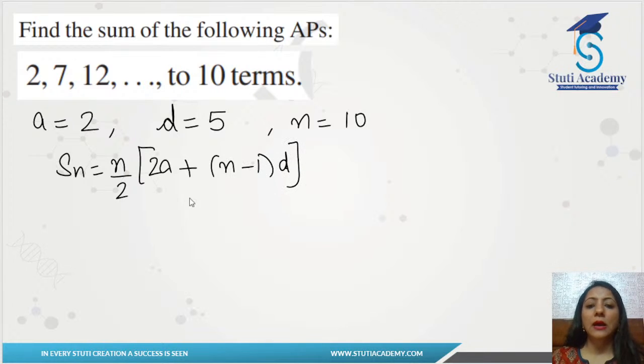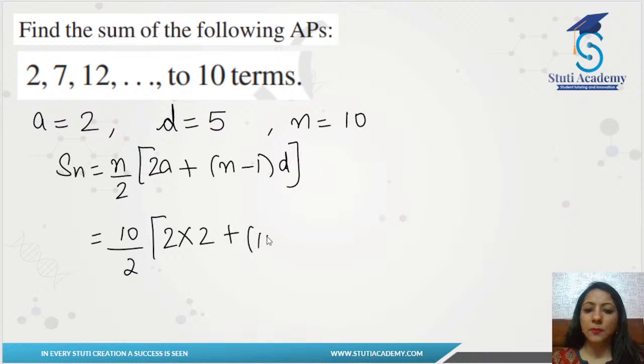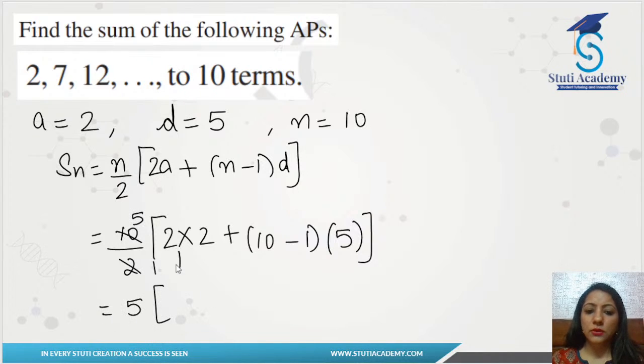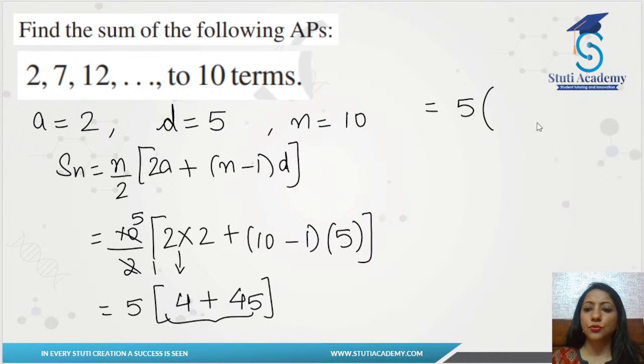So I have written the formula and I'm going to now put the values here. I know here n is 10. 10 upon 2, 2 into a. A is 2 here and then this is 10 minus 1 into d. D is 5. So we can just cancel this out. We'll get 5 here. So this is 5 times of, you can write this as 4, and this is 9. 10 minus 1 is how much? It's 9. 9 when you multiply with 5, you're going to get how much? 45. So this can be written as 5 into 49. If you add these two, you're going to get 49.